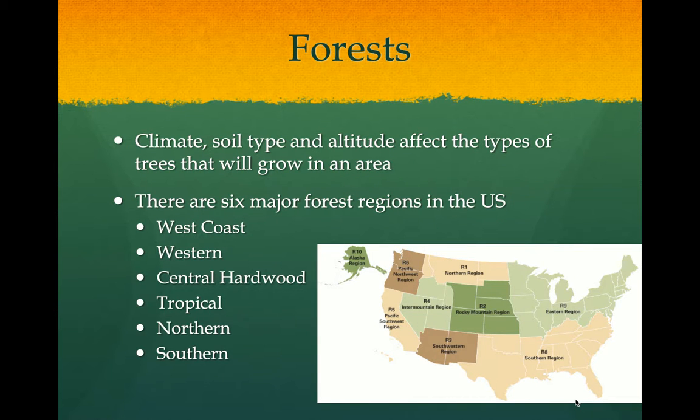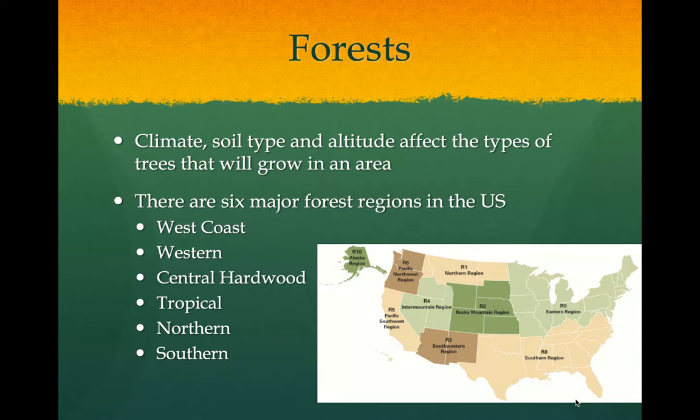So there are different regions of forest in the United States, and the type of soil that's there, which we would talk about a little bit later on. We'll talk about different types of soil, the climate, what the weather's like as far as heat and cool and rain and stuff like that. All of that affects the type of trees that will grow in certain areas. You've got the West Coast region, you've got the Western region, the Central Hardwood region, tropical, that's going to be in areas like the Florida areas and things like that.